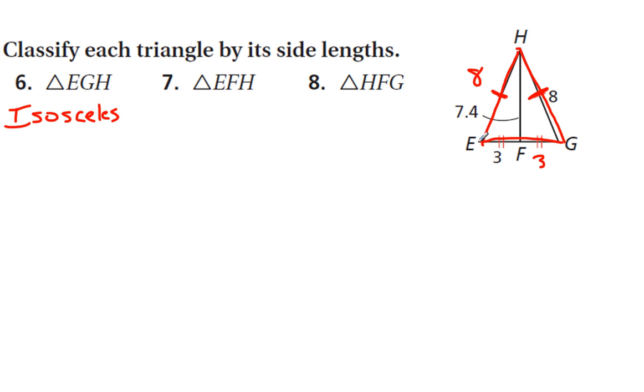So EFH is this on the left side here. Ugh, stupid lines. So these aren't very straight lines, whatever. So we have this side here, which is 8, this middle side over here, which is 7.4, and this bottom side, which is 3. So they're all different, and they are scalene.